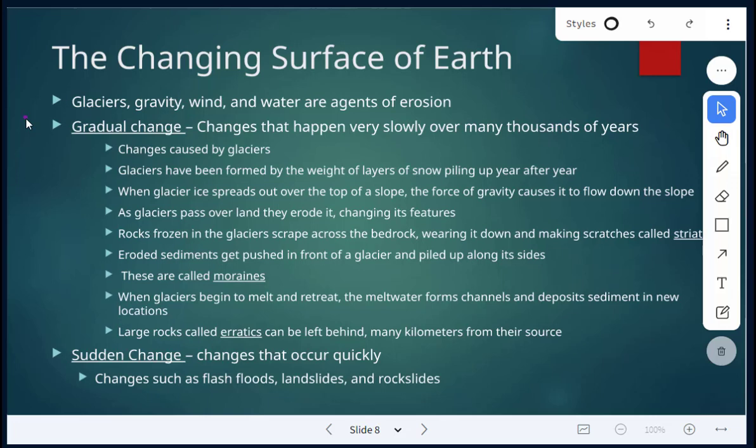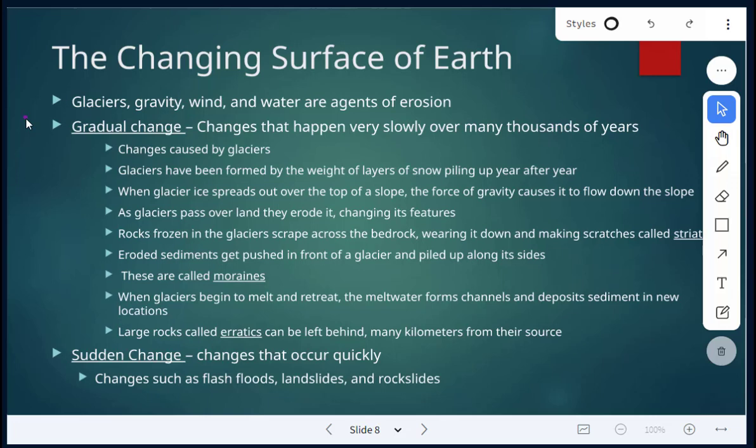As glaciers pass over land, they start to erode it and change its features. Rocks that are frozen in the glaciers can scrape across bedrock. They'll wear it down and make scratches called striations. Eroded sediments get pushed in front of a glacier and piled up along its sides. Those are called moraines. When glaciers begin to melt and retreat, that meltwater forms channels and deposits sediment in new locations. Large rocks called erratics can be left behind many kilometers from their source.